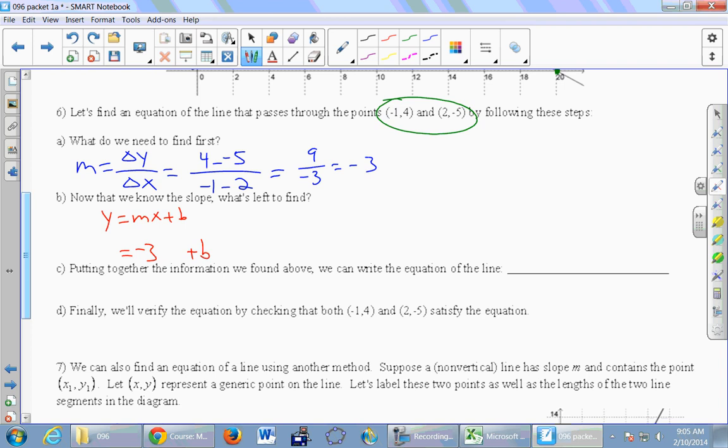Now you can plug any point in that's on the line, and it's going to satisfy the equation. So you get to pick either of those 2 points that's circled up there in green. Makes no difference which one you pick. And then we're going to find the y-intercept. I'll pick the first point, -1 and 4. Which one is the y value? It's the 4. So right here, instead of the y, I'm going to put 4. And then over there, instead of the x, what are we putting? It's -1. Everybody see it? It's that first point, -1 and 4.